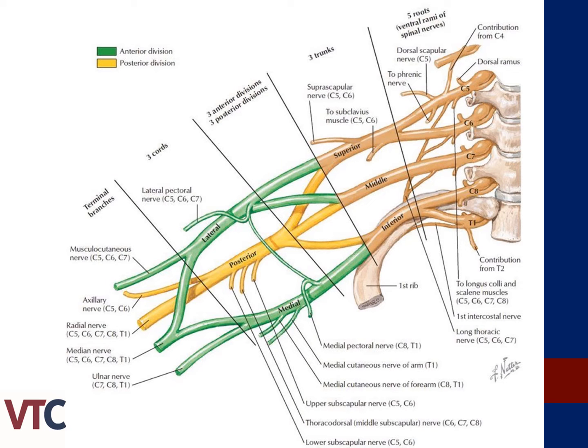Here's a picture of the brachial plexus. Today we will be focusing on compression neuropathies that impact the median nerve, ulnar nerve, radial nerve, and neurogenic thoracic outlet syndrome. It's important to acknowledge the impact that external pressure can have on our nerves.